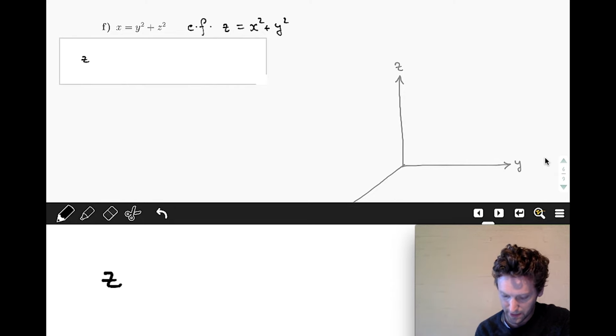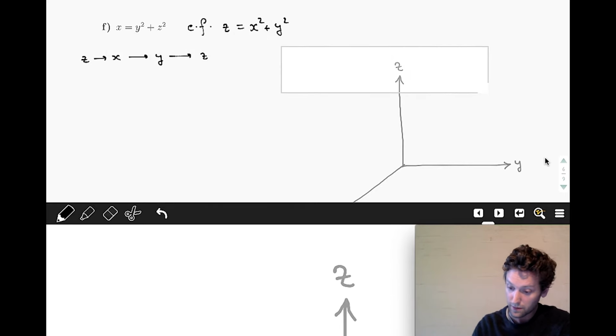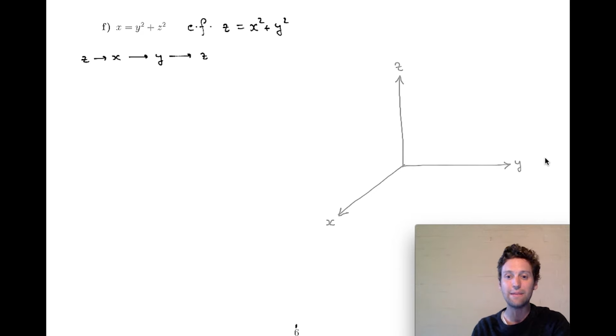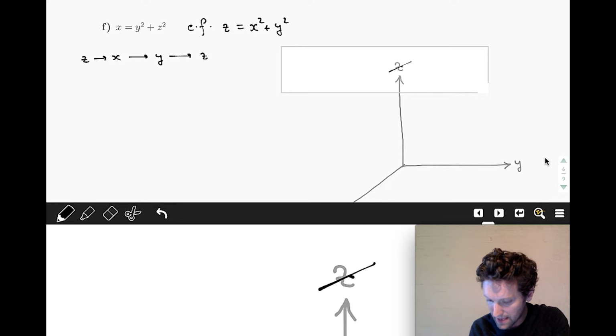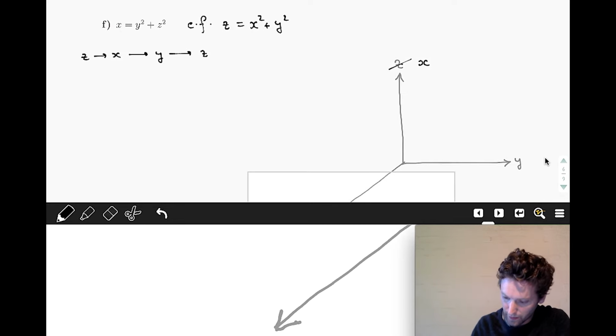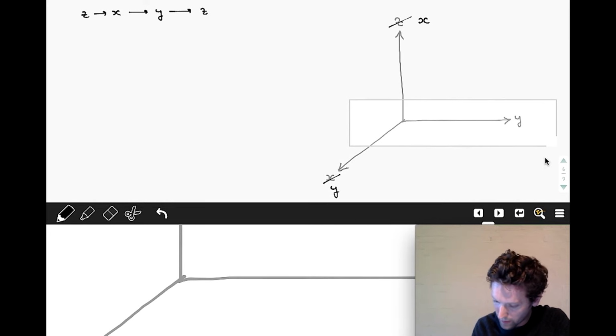That is, if I replace z with x, if I replace x with y, and I replace y with z, then I end up getting this new expression, x is equal to y squared plus z squared. What that means is that I can take my coordinate axis that I've drawn here and relabel the axes. So instead of z, I'm going to write this as x. Instead of x, I'm going to write this as y. And instead of y, I'm going to write this as z. So I've just relabeled my axes here.